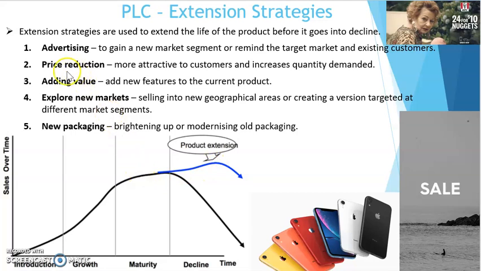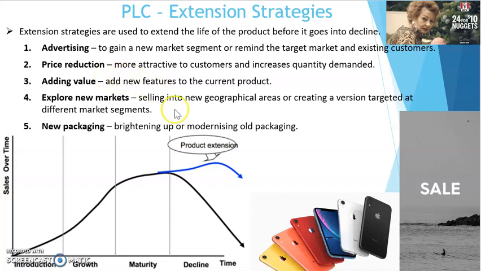And examples of these are advertising. So firms can promote their product through a range of different channels into a range of different market segments, whether that be the existing target market to remind them how good the product is, or potentially into new target market segments. Price reductions. So we've looked at pricing as part of this course, and price reductions could be in the form of promotional pricing or price skimming.